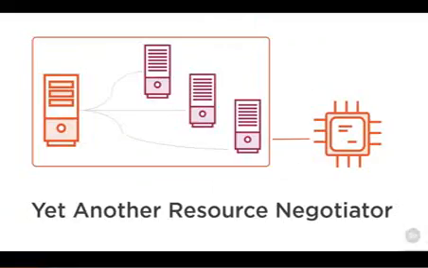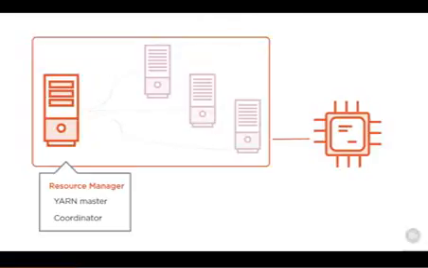Yarn follows the same master-worker architecture as HDFS and typically shares the same machines. So the server, which is the HDFS name node, also runs the Yarn master service called the resource manager. And the workers, which run the HDFS data node service, also run the Yarn worker service called the node manager.